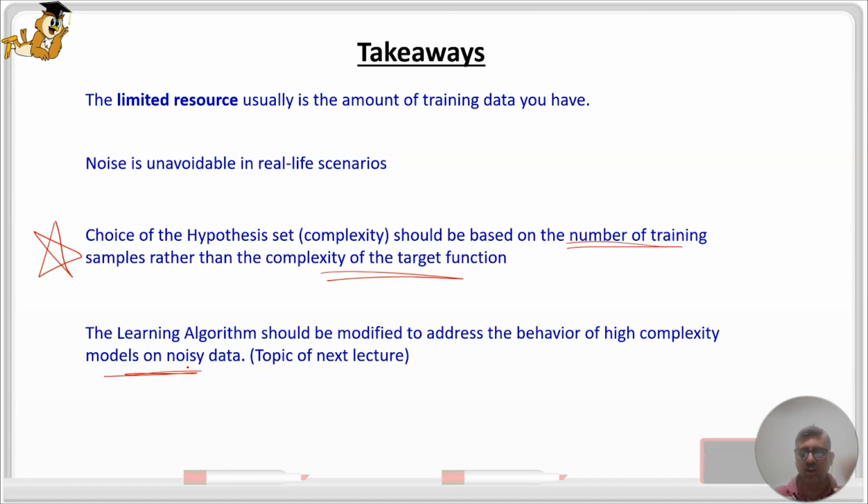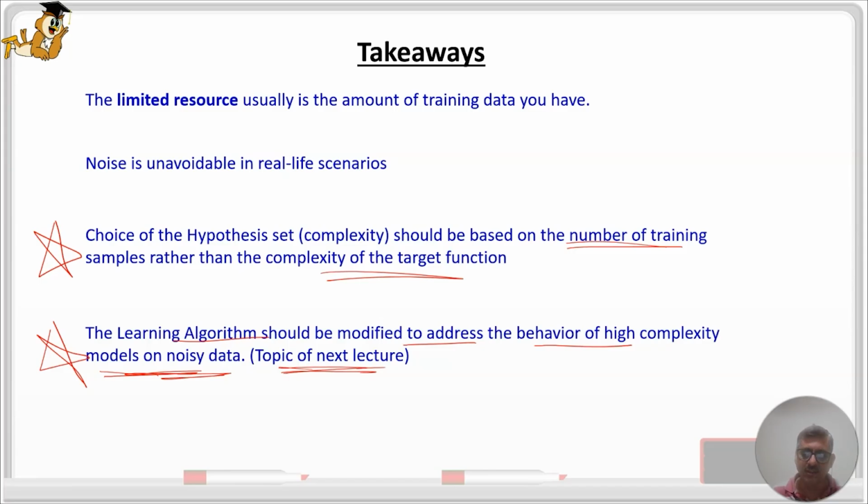Your learning algorithm should not blindly try to minimize the error on the training samples. That behavior needs to be modified. So what I'm saying is the learning algorithm should be modified to address the behavior of high complexity models on noisy data. That's the other important takeaway. And this is precisely what is going to move us to the next lecture. This is going to be the topic of the next lecture, where we will discuss regularization, where we will discuss validation.